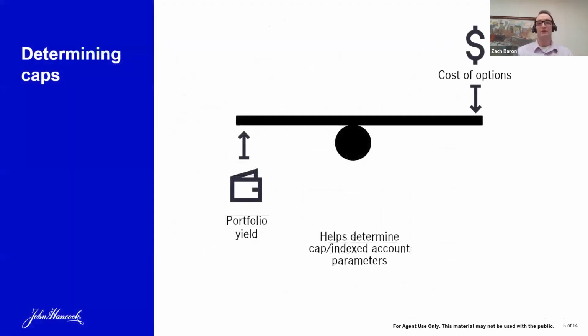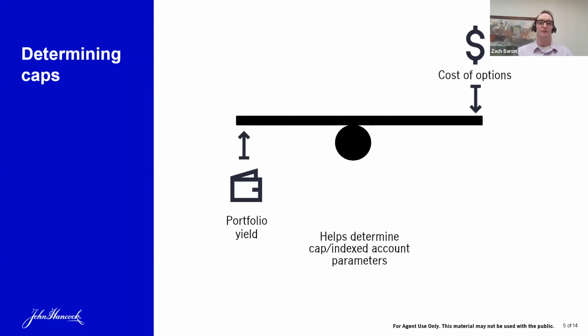So the question becomes, where does the managed volatility fit? How does it help with that solution? I mentioned this on the last slide. There are two things that help determine caps. And it can be caps, it could be the participation rates, any of the index account parameters, essentially. The two things are the carrier's portfolio yield, their general account yields, which supports it and pays for any of the costs, and then the cost of options, which are the cost of going out and buying options to hedge these different accounts.